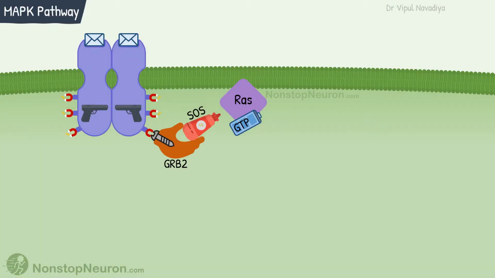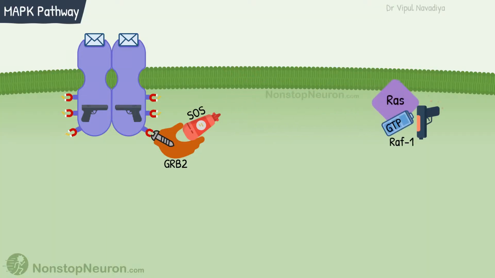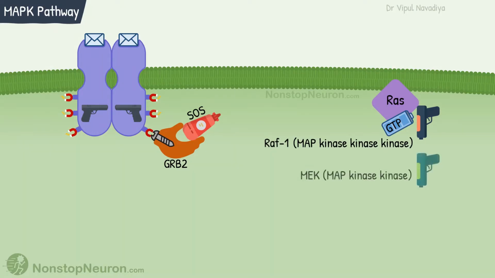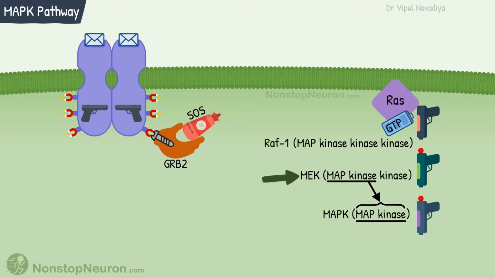This activates the RAS. The RAS then activates RAF1, which is also called MAP kinase kinase kinase. RAF1 phosphorylates and activates MEK, which is also called MAP kinase kinase. Then MEK phosphorylates and activates MAP kinase, or in short MAPK. These confusing names are actually convenient. This last one is MAP kinase. This one phosphorylates MAP kinase, so it is called MAP kinase kinase. And this one phosphorylates MAP kinase kinase, so it is called MAP kinase kinase kinase.